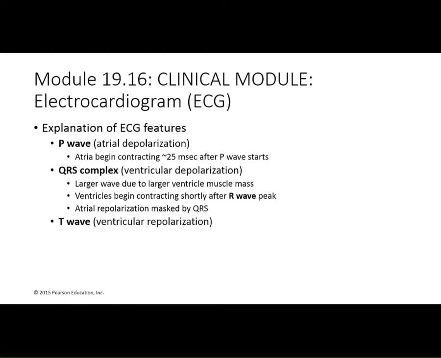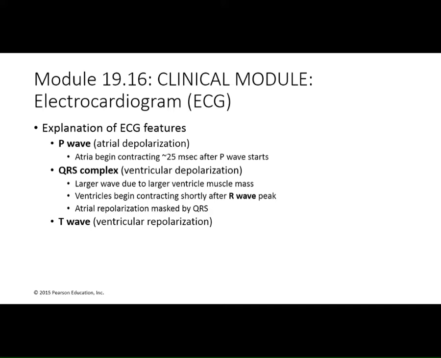P wave, we know that's the atrial depolarization. There is a short latency period, so the atria will begin to contract about 25 milliseconds after the P wave starts. So the P wave, think about it, is electrical activity, isn't it? So the P wave begins, that means that the SA node is firing, and then shortly thereafter, the muscle will begin to contract. So Renee, I would call that the latency period, that little bit there for the P wave.